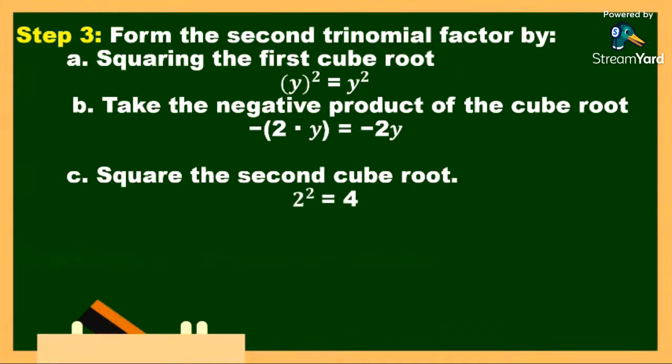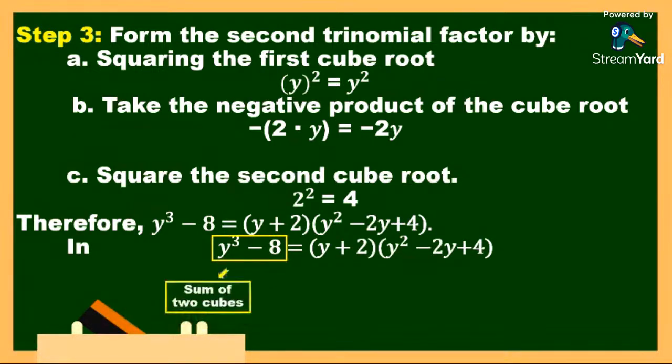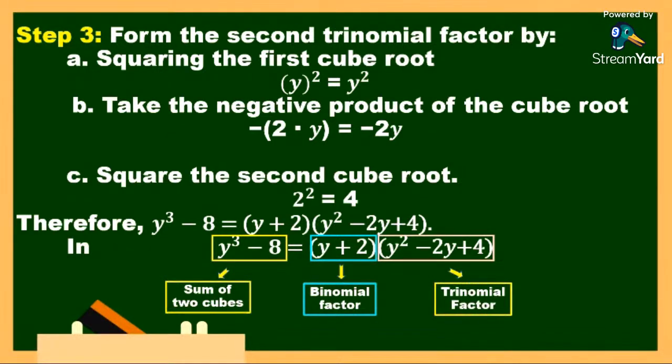Therefore, y raised to 3 minus 8 is equal to the quantity of y plus 2 times the quantity of y raised to 2 minus 2y plus 4. Kung saan, ang y raised to 3 minus 8 is the sum of 2 cubes. And the quantity of y plus 2 is the binomial factor. And the quantity of y squared minus 2y plus 4 is the trinomial factor.